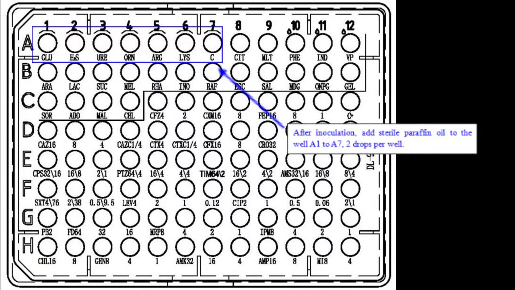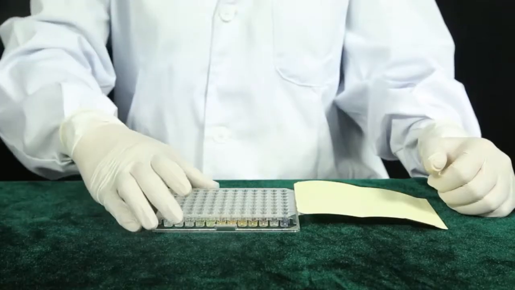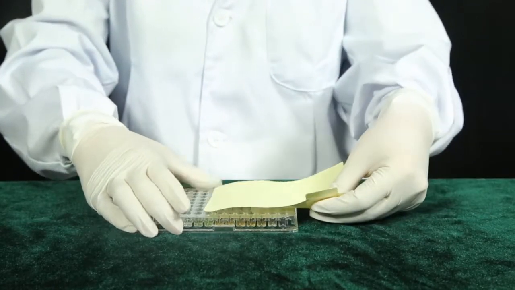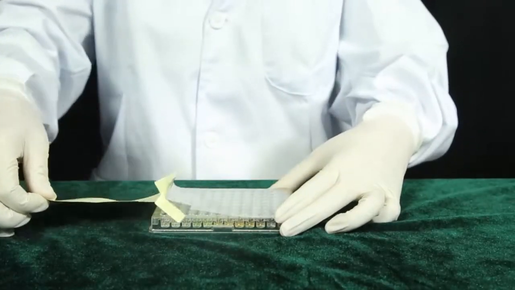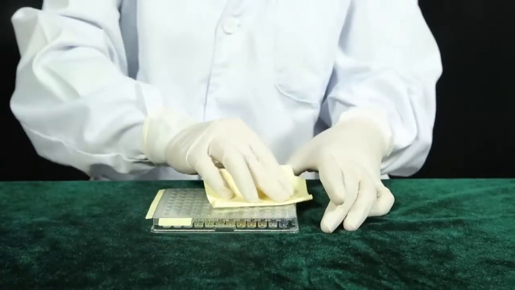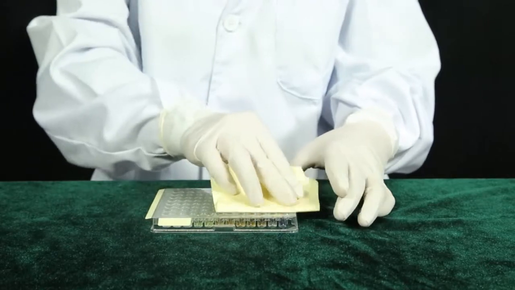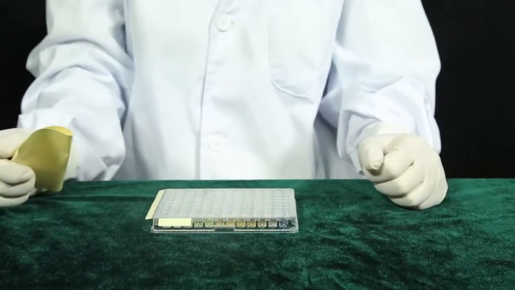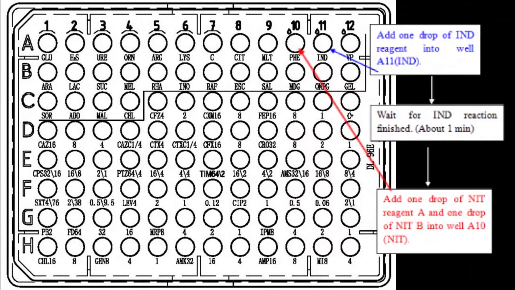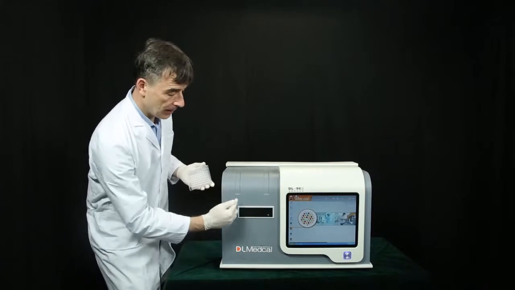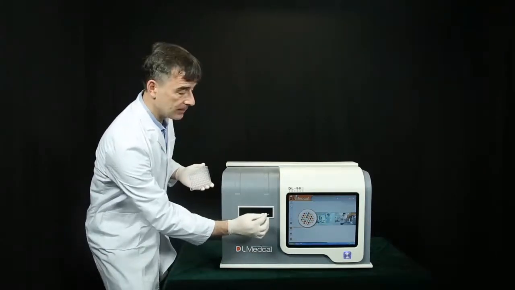Step 3. Add sterile paraffin oil. Step 4. Cover the test card with its plastic film and incubate it for 18 to 24 hours at 35 to 37 degrees Celsius. Step 5. Add relative auxiliary reagents. Step 6. Read the test card by DL962.